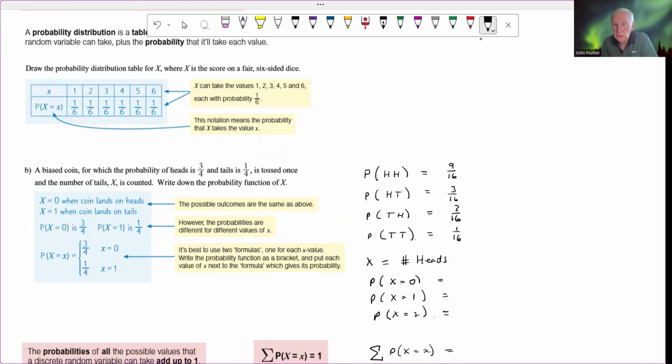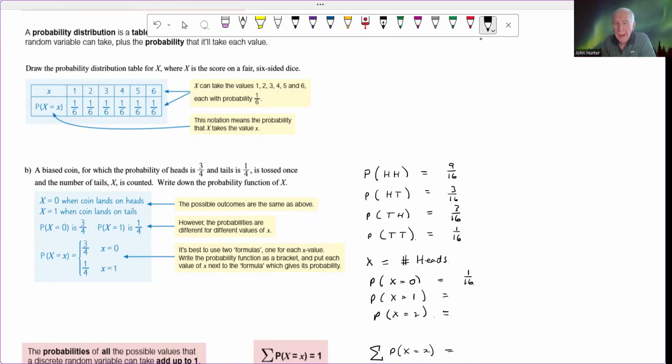And we notice when we add all these up, they come to 16/16, which is equal to 1, which is what we need. We need the probabilities of a random variable to add up to 1. So now let's take a different look at it. Our random variable is the number of heads that we get. Now there are three values that this random variable can take: 0, 1, and 2. We can actually work these out from the calculation we've just done. So the probability of no heads would be this last one, 1/16.